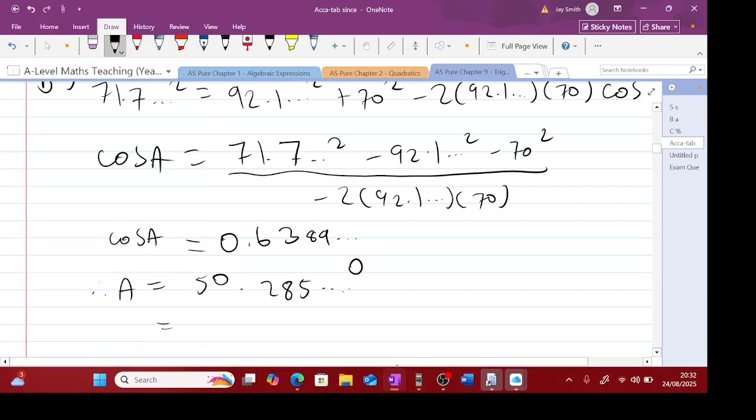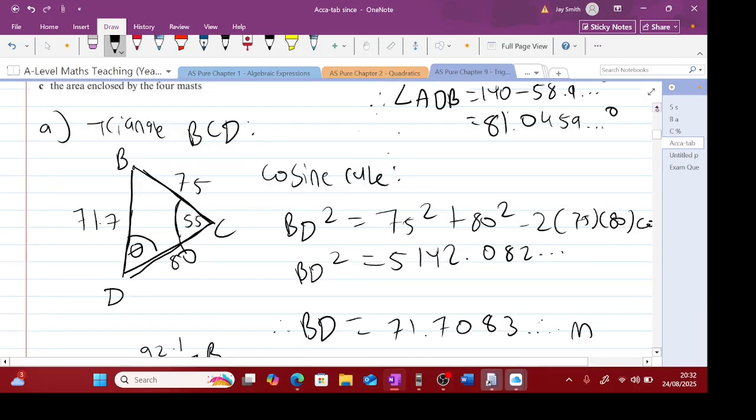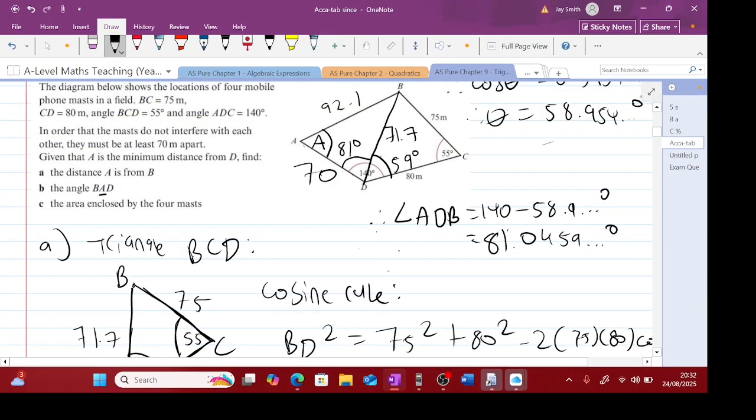If you want to, you can round it: 50.3 degrees to 1 dp. Okay, it doesn't specify what to round to. That's quite an awkward question. These are very awkward numbers. They're not normally this bad. But there we are, I've got the angle then.